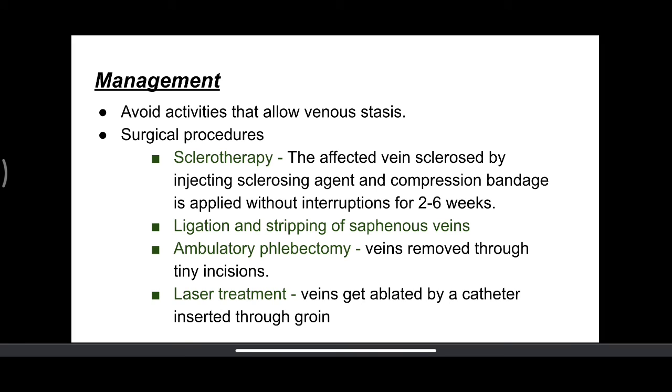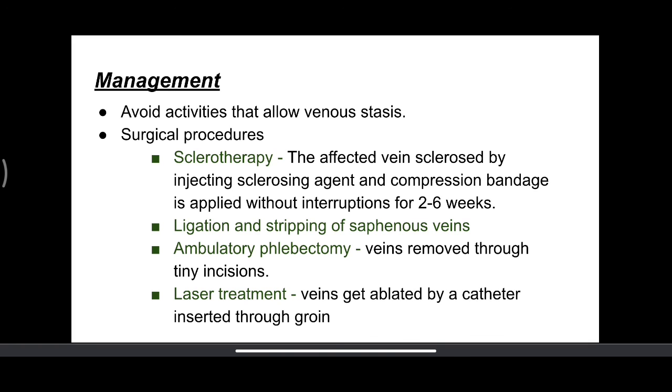Now, management. Avoid activities that allow venous stasis. Surgical procedures: sclerotherapy. The affected vein is sclerosed by injecting a sclerosing agent and a compression bandage is applied without interruption for 2 to 6 weeks.